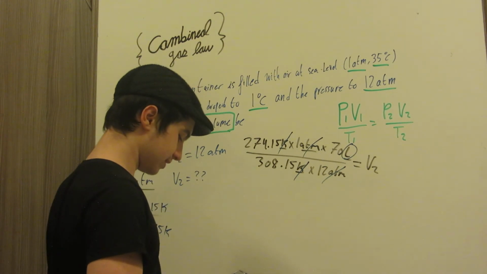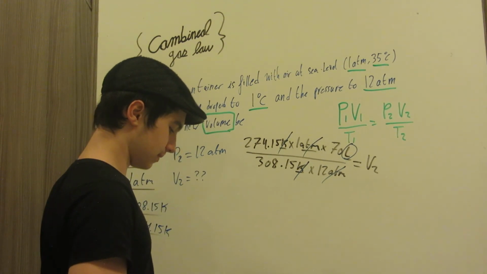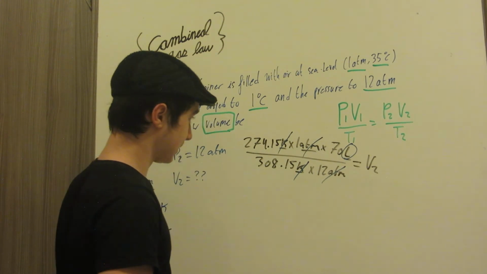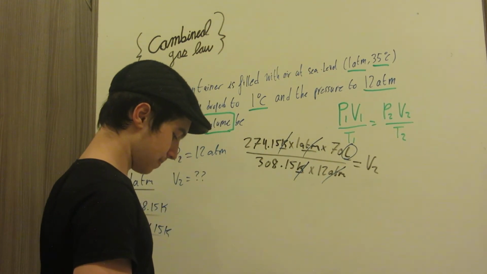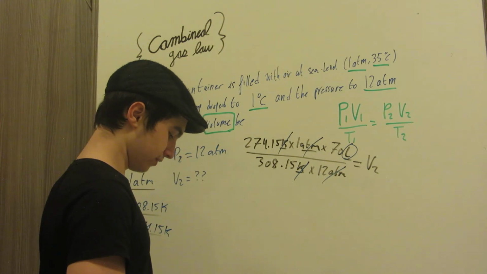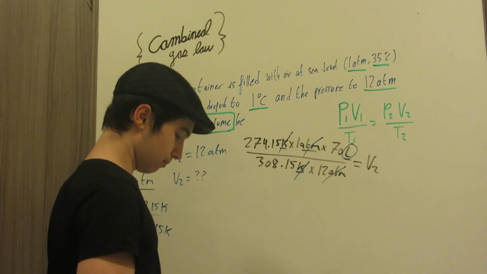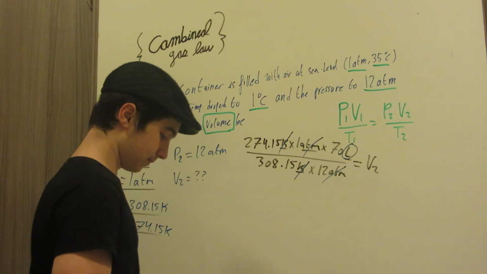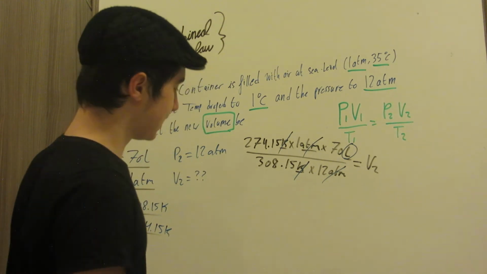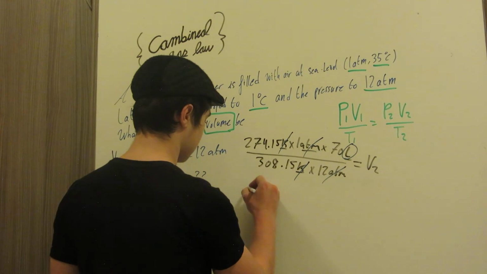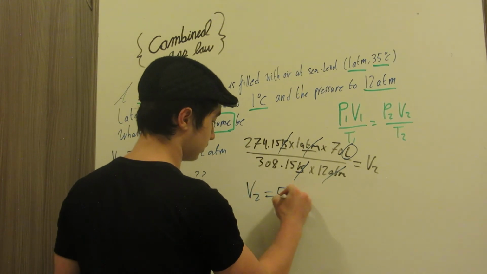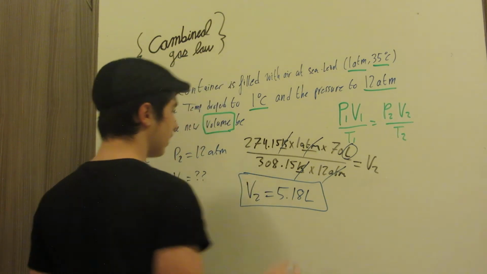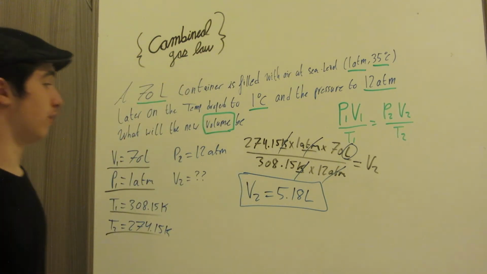So 274.15 multiplied by 1 multiplied by 70 divided by 308.15 multiplied by 12. That will all equal 5.18. So V2 will equal 5.18 liters. So this is our final answer, and we got the volume.